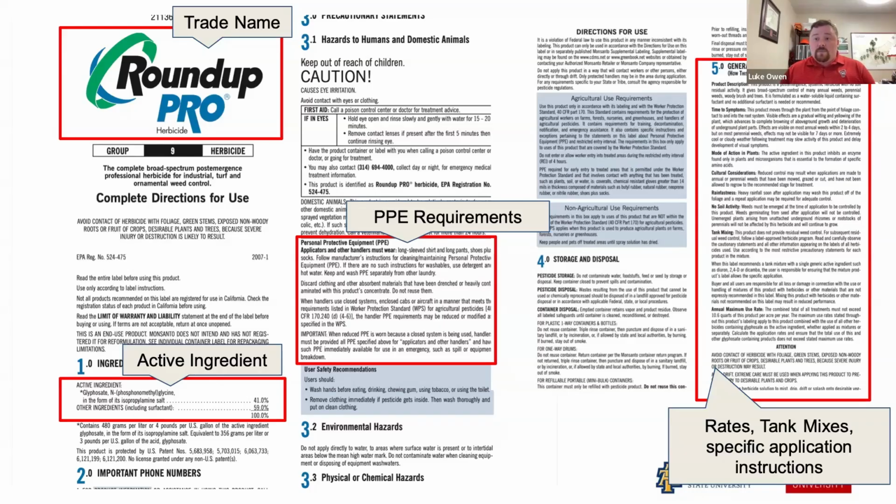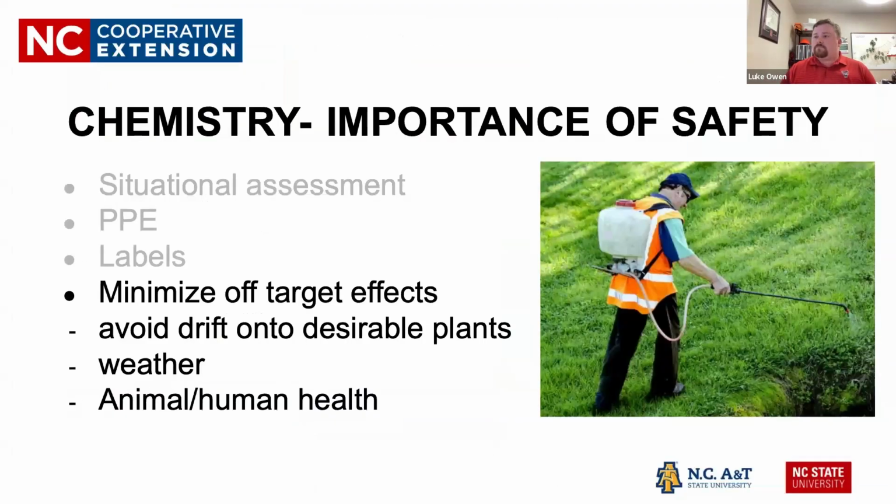Or contact the company's phone number. There will be a phone number on every pesticide label. They actually have a helpline that's specifically meant to address our concerns as applicators. When talking about chemical safety, it's all about minimizing those off-target effects or drift that we might see. Of course, we don't want to spray any desirable plants.